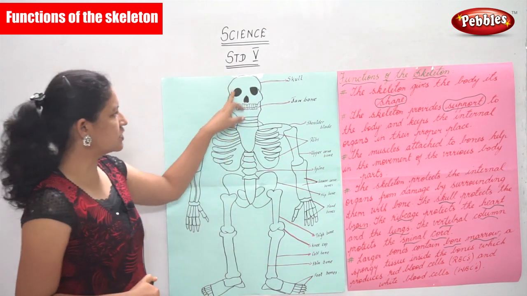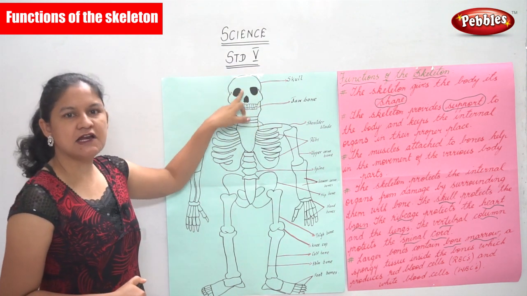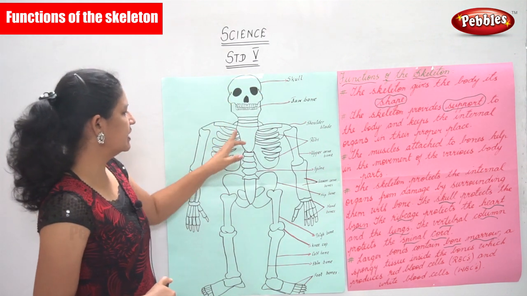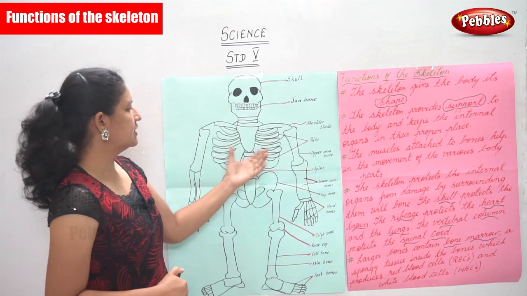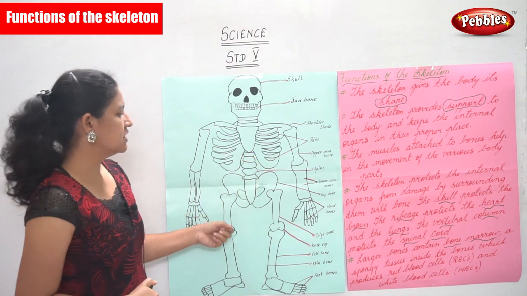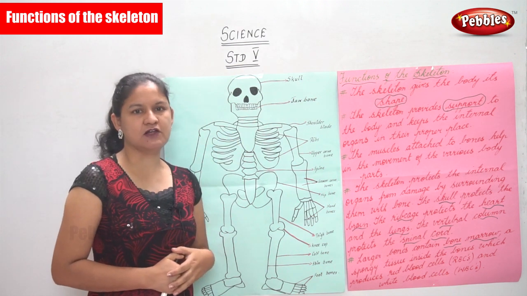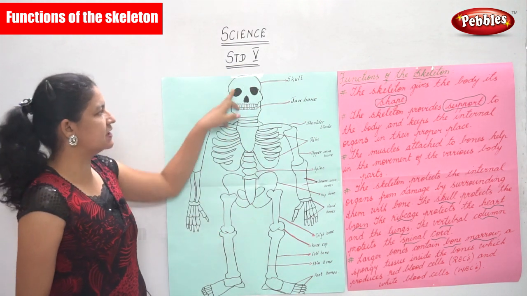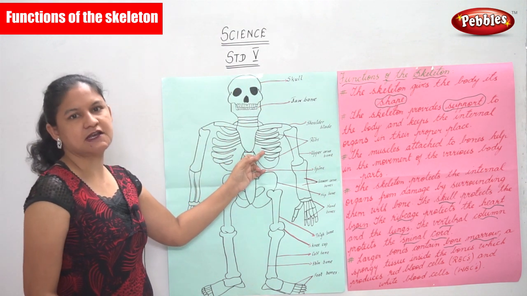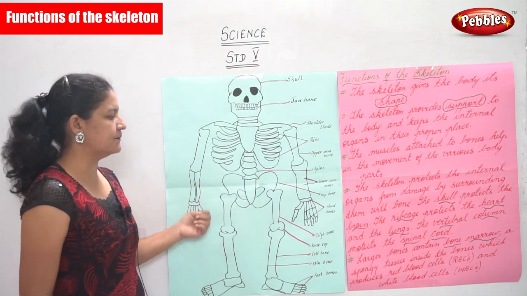The skull, talking about the topmost part, this is the skull. The skull protects the brain. These are the ribs. The rib cage protects the heart and the lungs, and the vertebral column that is behind protects the spinal cord. So we see that the skull protects the brain, the rib cage protects the heart and the lungs, and the vertebral column protects the spinal cord.